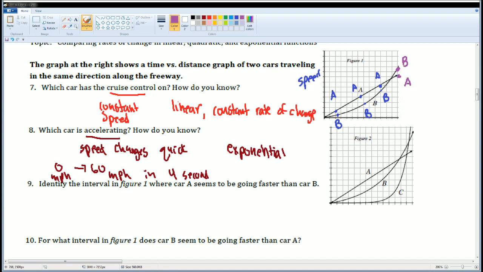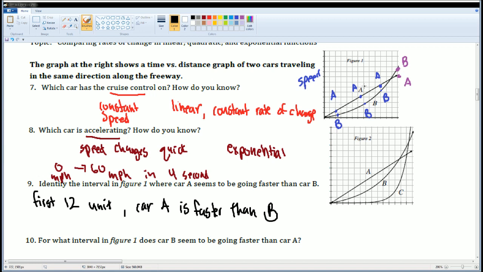So this seems to be the interval. They don't even give us numbers here. So 1, 2, 3, 4, 5, 6, 7, 8, 9, 10, 11, 12. Looks like the first 12 boxes. So it's like the first 12 units. There should be some numbers here, but it's the first 12 units. Car A is faster than B. Okay, why? Because you see how A has a greater y value than B here.